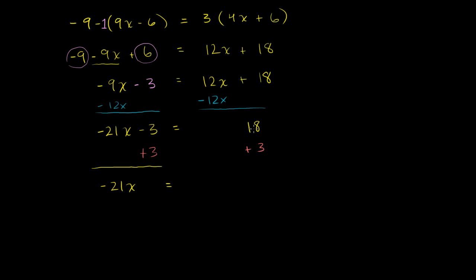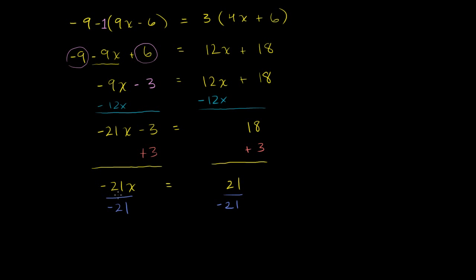Equals, what's 18 plus 3? 18 plus 3 is 21. So now we have negative 21x is equal to 21. And we want to solve for x. So if you have something times x and you just want it to be an x, let's divide by that something. And in this case, that something is negative 21. So let's divide both sides of this equation by negative 21.